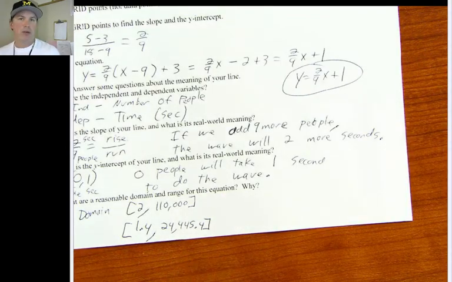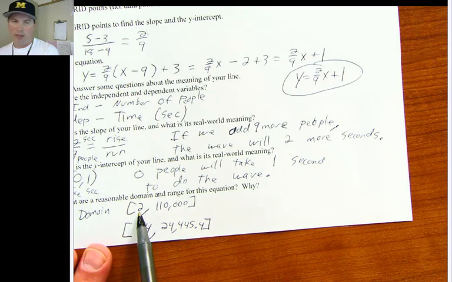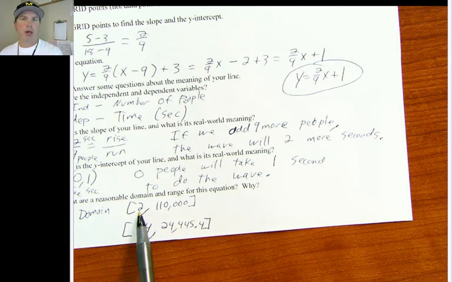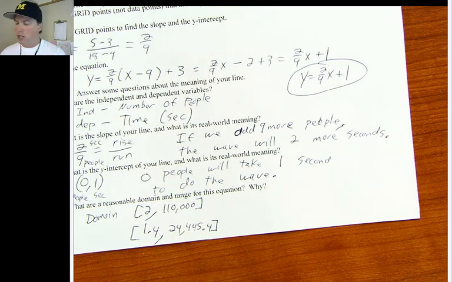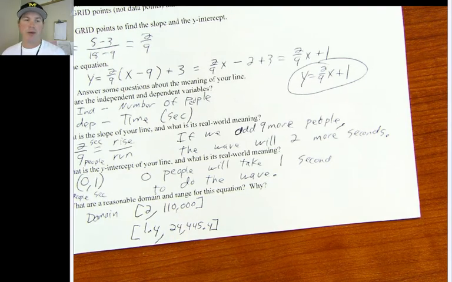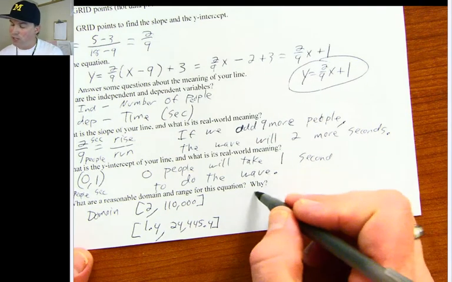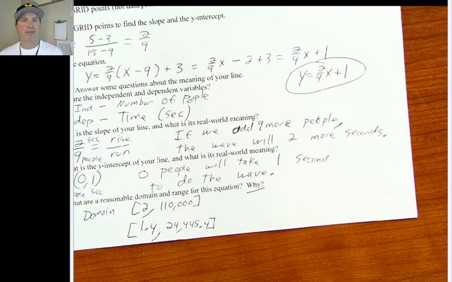And why do I feel it's a reasonable domain? I use words in my description, but yeah, I think 2 people is a reasonable number of people to do the wave, and the biggest stadium I've ever seen is 110,000. And that's my explanation for why it's a reasonable domain, and the work that I showed would get you that range.